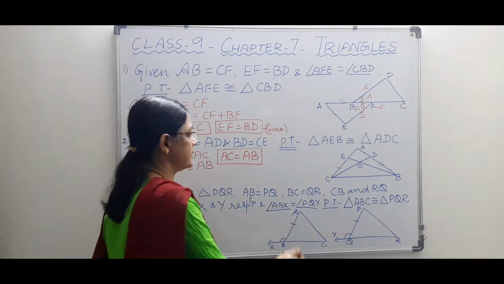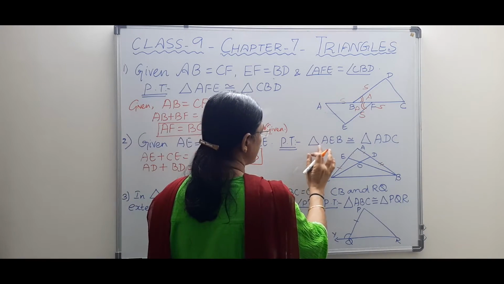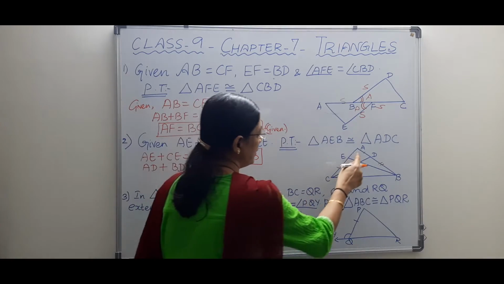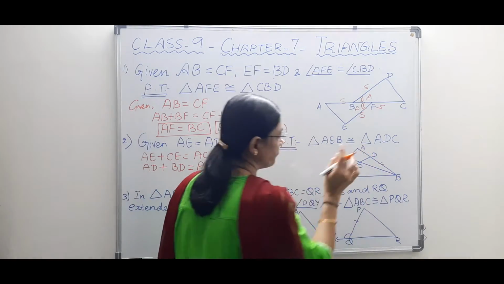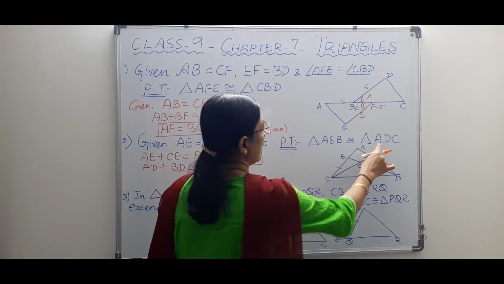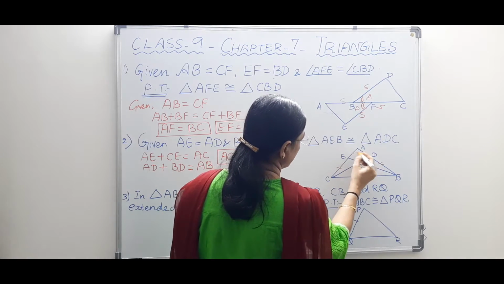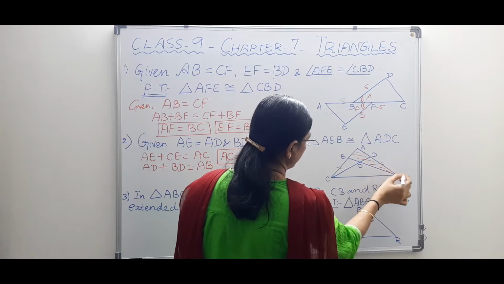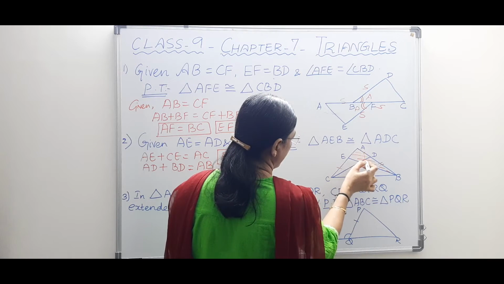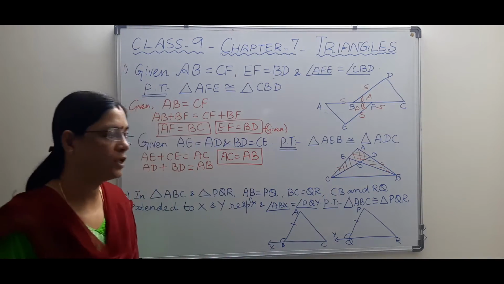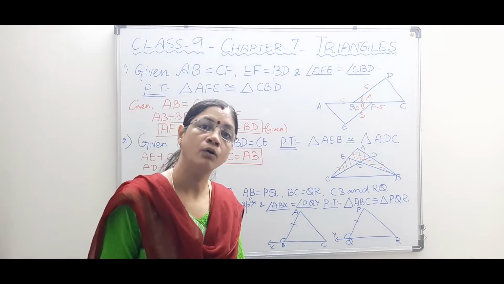Now we'll move on to the question. What they've asked you is to prove triangle AEB. Now where is triangle AEB? See, this is the triangle AEB. And where is ADC? Triangle ADC. So this portion, I'll shade for you. So this one and this triangle. Both these triangles, we need to prove are congruent.